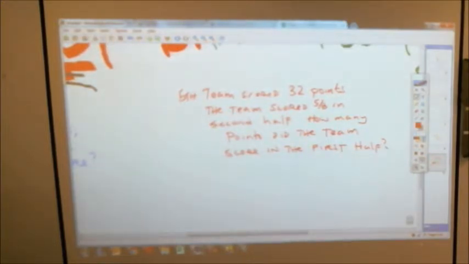Now, children, boys and girls, ladies and gentlemen, kids of all ages, one thing you have to learn about math, those of you that are already doing the problem, is make sure you answer the question that the book actually asks and not the question that you think it asks. Because this problem says the team scored 5/8 in the second half, but the question doesn't ask you how many points it scored in the second half. It asks you how many points it scored in the first half. So just know that going in.